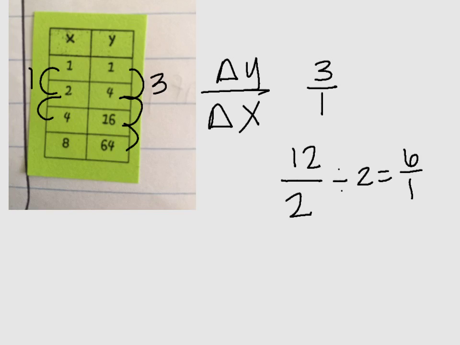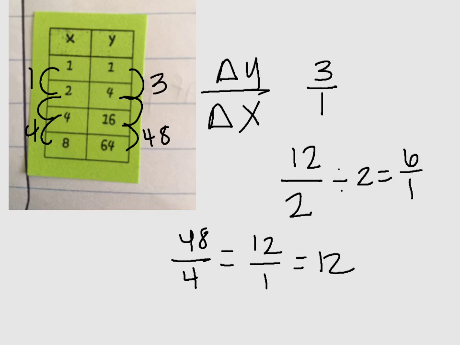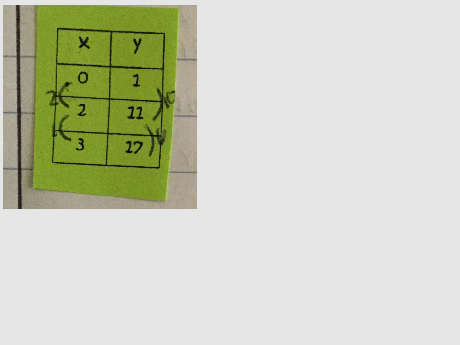Let's double check the last one. It will not be linear if 2 of them don't match, but just for practice, let's go ahead and practice the last one. That's 64 minus 16, which is 48. 8 minus 4 is 4. 48 over 4 is 12 over 1, or just 12. Okay? Not linear. We're not going to get to writing the rule yet, but when we start writing the rule for not linear, we're going to be either using absolute values or exponents.